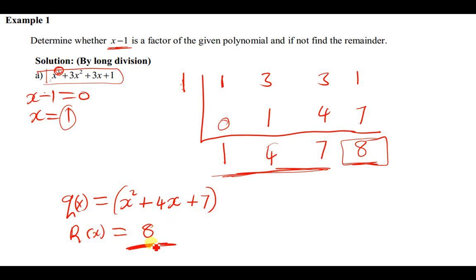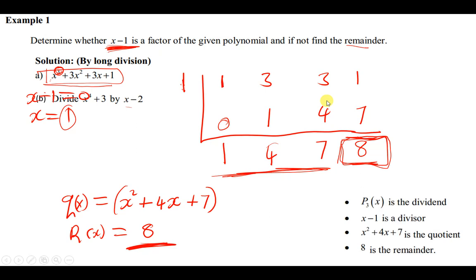They are saying if this is not a factor of this expression, meaning after dividing, if it doesn't give us a 0, we should find the remainder. It never gave us 0. If the answer that was here was a 0, we would have said it's a factor, and the remainder would have been 0. But in this case, it's not a factor because the remainder is 8.